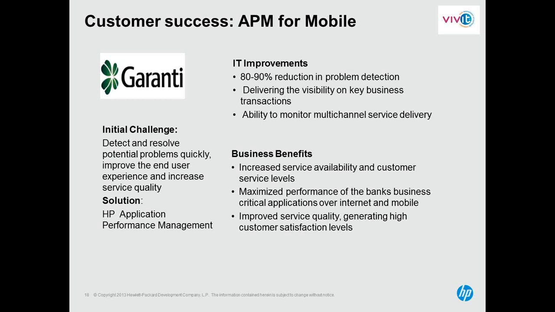The solution that they deployed was the HP Application Performance Management solution. Their improvements were dramatic, about 80 to 90% reduction in problem detection. In fact, their CIO uses the APM dashboard to monitor their business services. And they were able to maximize the performance of the bank's business critical applications, both internet and mobile, which resulted in generating a very high level of customer satisfaction. These two case studies that I showed you are available in detail. We do have videos also available on our website, which I will point out to you later.